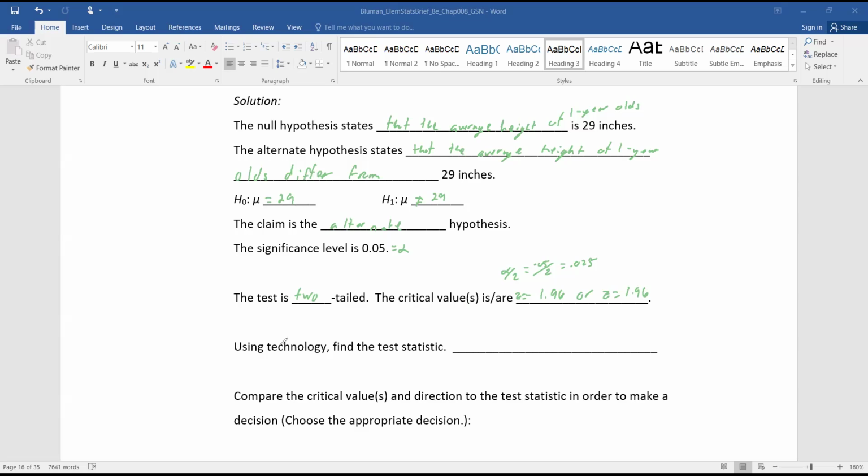All right, now we're going to use technology to find the test statistic. So we're going to enter the data and we're going to find the sample mean. And then we're going to use the 2.61 as the population standard deviation. All right, so let's do that real quick. So in my calculator, let's go back to it.